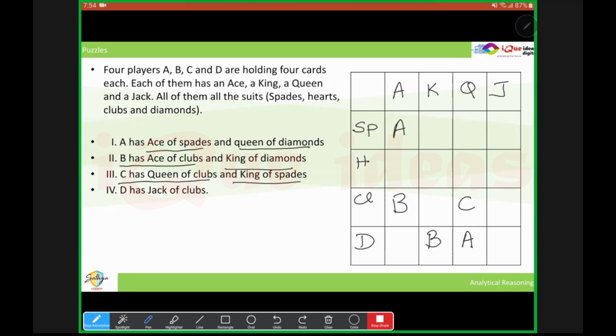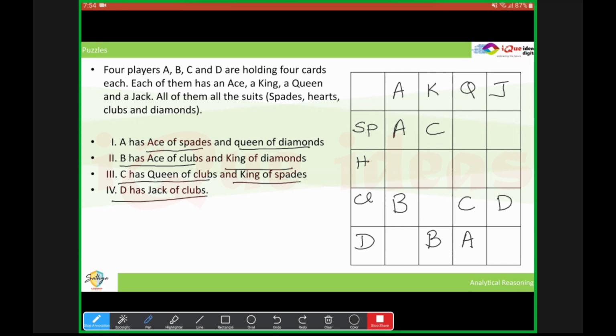King of spades also belongs to C. And D has jack of clubs. So jack of clubs belongs to D. Now we have to put A, B, C, D, all four of them in each row and each column, right?